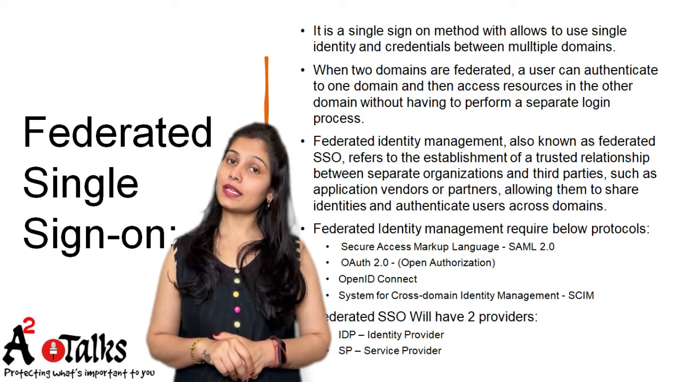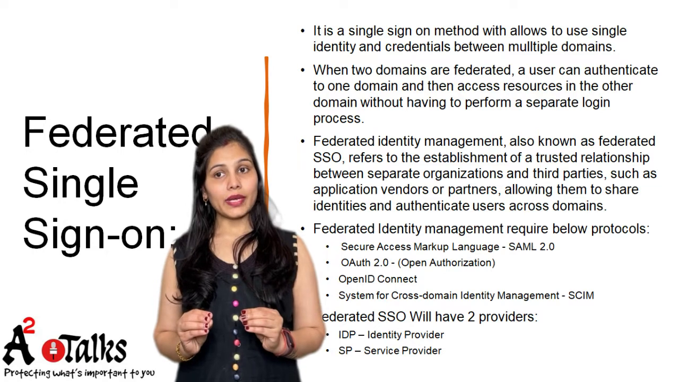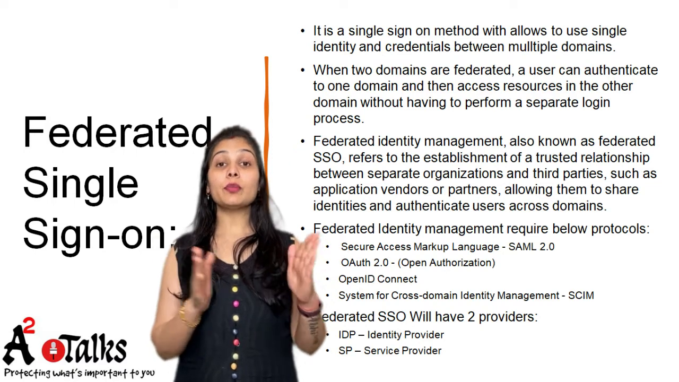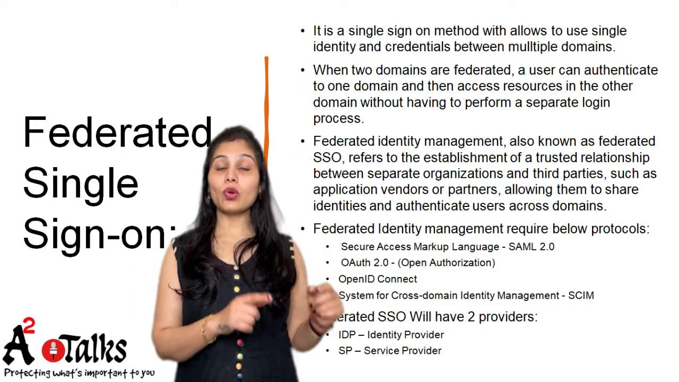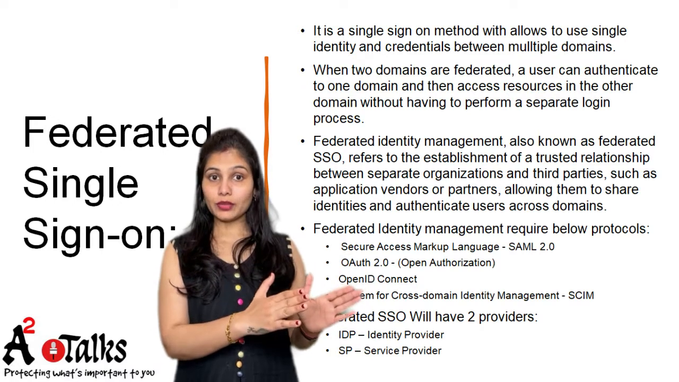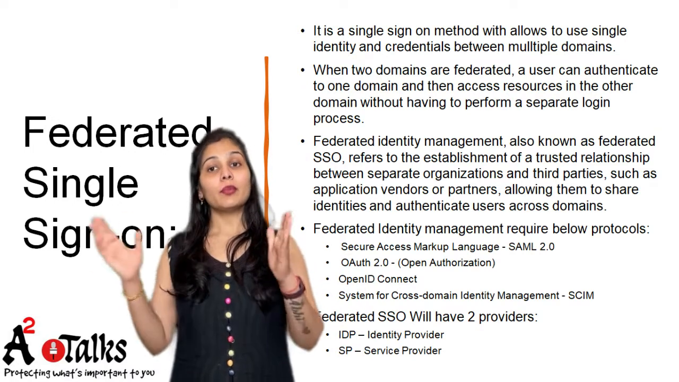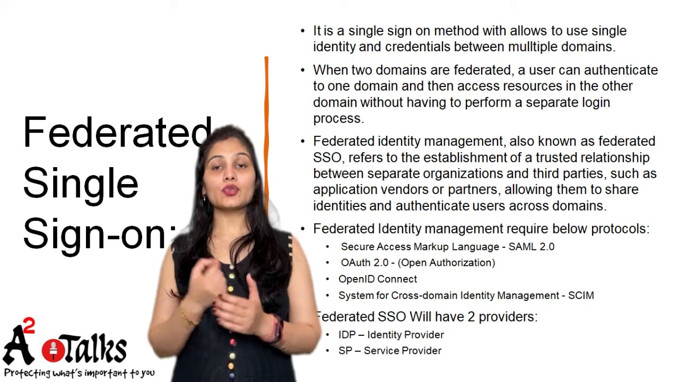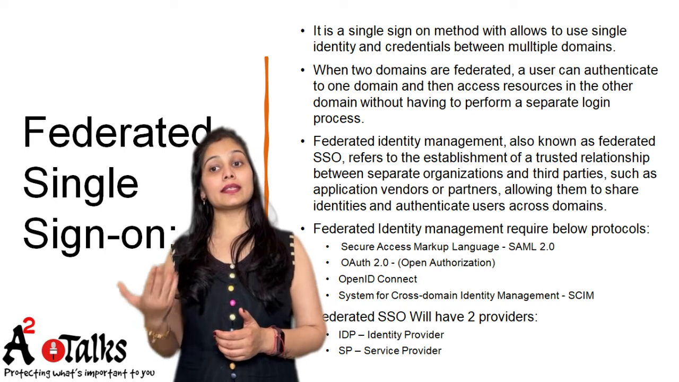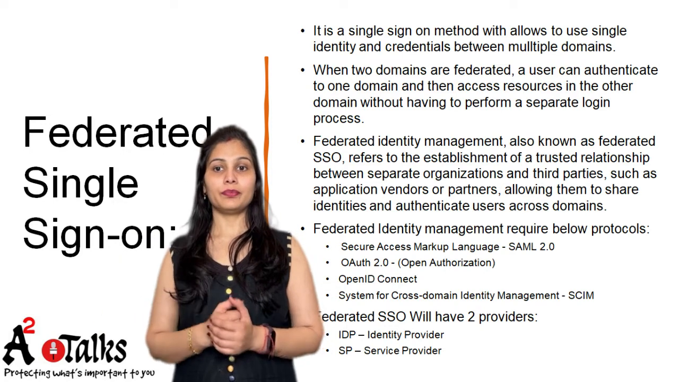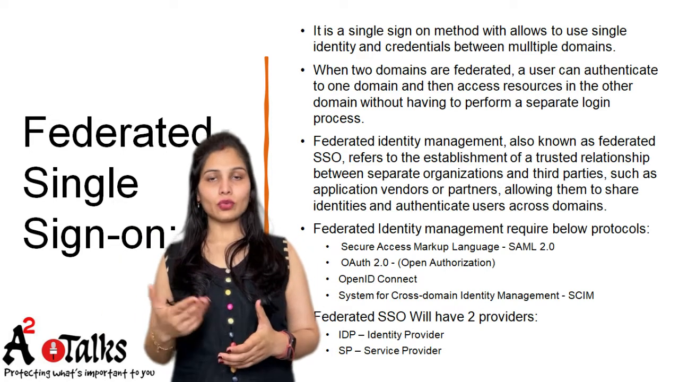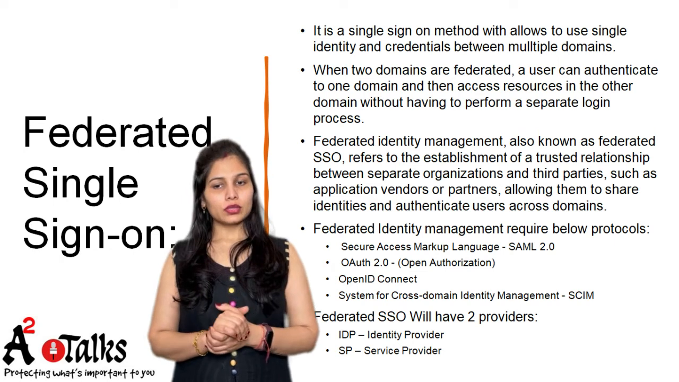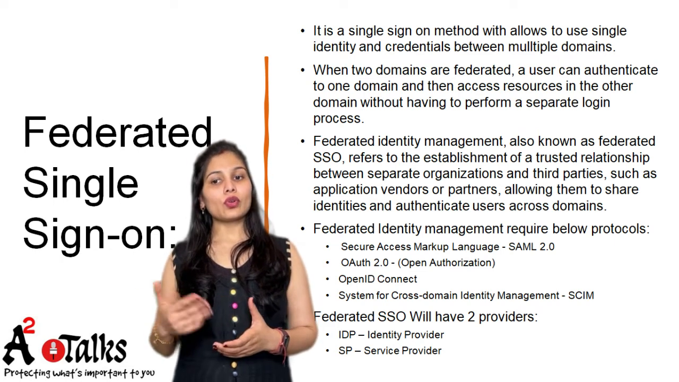Next is federated single sign-on. It is a single sign-on method which allows using a single identity or credential between multiple domains. That means SSO is used for the same domain, but federated single sign-on is used with multiple domains. When two domains are federated, a user can authenticate to one domain and access resources in the other domain as well. Federated single sign-on, also known as federated identity management, also follows protocols like SAML, OAuth, OpenID Connect, and System for Cross-Domain Identity Management.